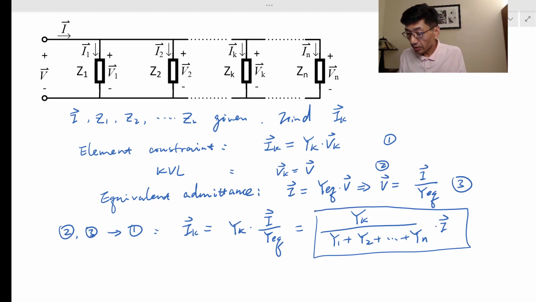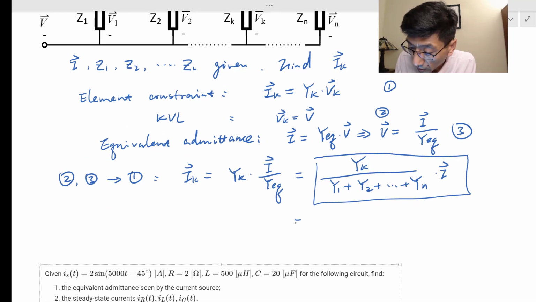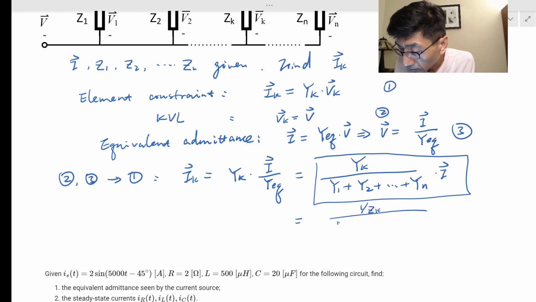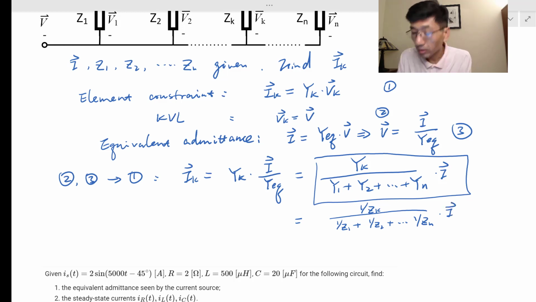And if you use the impedance, you have a lot of 1-overs, right? So in that case, if you replace y sub k by 1 over z sub k, you can replace y sub 1 by 1 over z sub 1, and so on and so forth. So you can write that equation also. If we write it out, that would be equal to 1 over zk divided by 1 over z1 plus 1 over z2 plus up to 1 over zn times I. So if you use the impedance, it is a little bit more complicated, right? Using admittance is more compact.